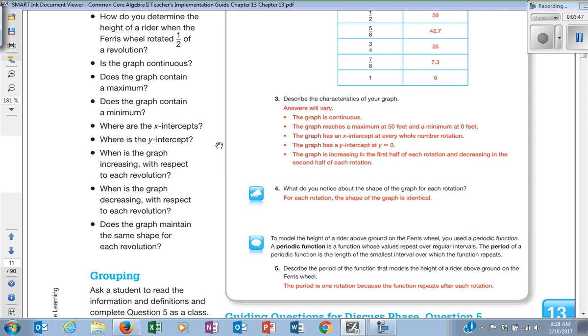The graph is continuous, which means it never ever stops. So a non-continuous graph is something that hops. It goes from here to here to here to here. There is no line that connects it. This graph is continuous. It has all the spots in between, meaning you could have a 7th, an 8th, and a 9th of a rotation.